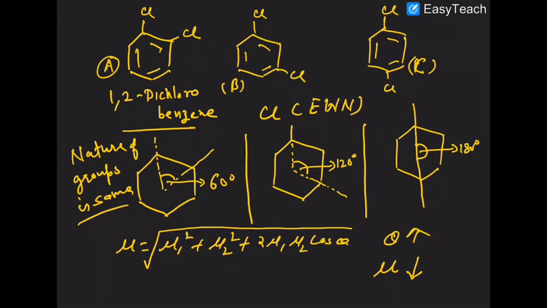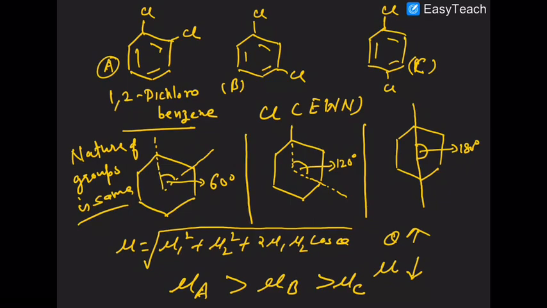So in this case, for 1,2-dichlorobenzene, compound A, the dipole moment of A is greater than that of B, which is greater than that of C. You just have to see the angle.